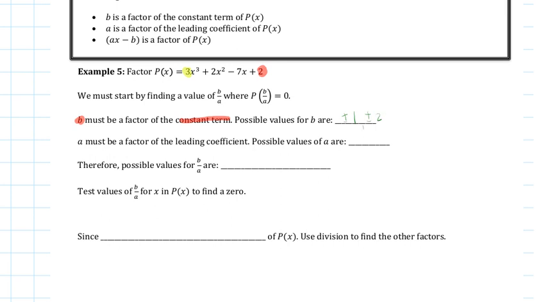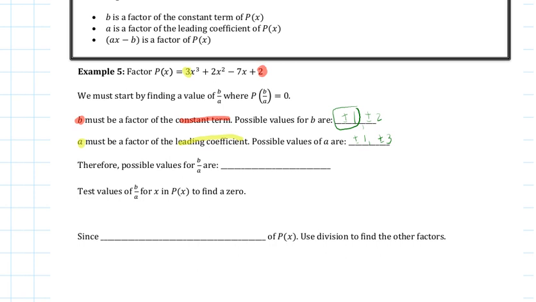Easy. All right. Now, we're going to also have to find the factors of the leading coefficient. So a must be a factor of the leading coefficient. In this case, the factors of the leading coefficient are plus or minus 1, plus or minus 3. Now, what we have to do is find b over a. So I have to take the value of b and divide it by the values of a.